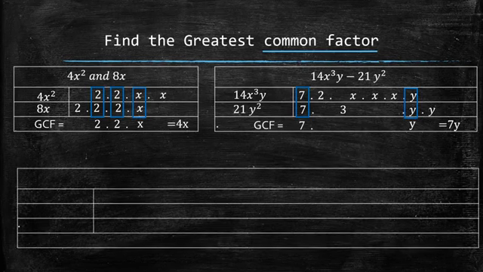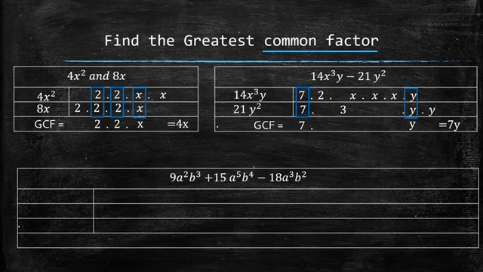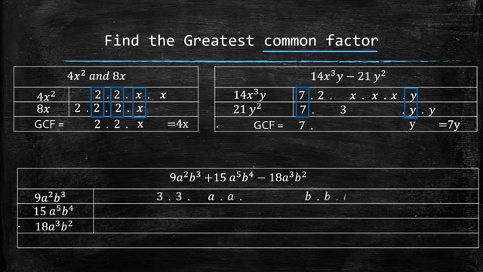Okay, last example, class, for this factoring. Let's try this one with three terms. So we have 9a squared b cubed plus 15a to the 5th b to the 4th minus 18a cubed b squared. Again, write them out one by one. Okay? So next, factor each term. First is 9a squared b cubed. So the factor of 9 is 3 times 3. The factor of a squared is a times a. The factor of b cubed is b times b times b. Next, the factor of 15.